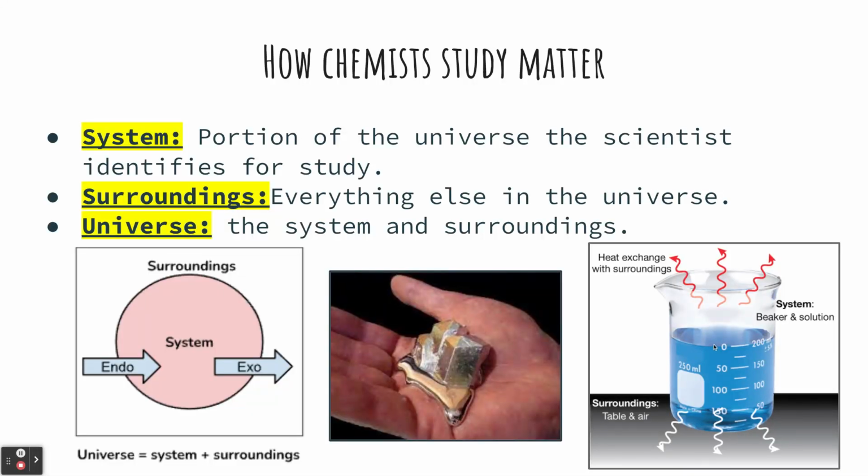Okay, now typically, guys, as we'll learn in a future unit, heat will travel from a hotter substance to a colder one. So if the beaker and the solution are hotter than the surroundings, then heat's going to go from the beaker to the table and the air, and vice versa would be true if the air and table were hotter.